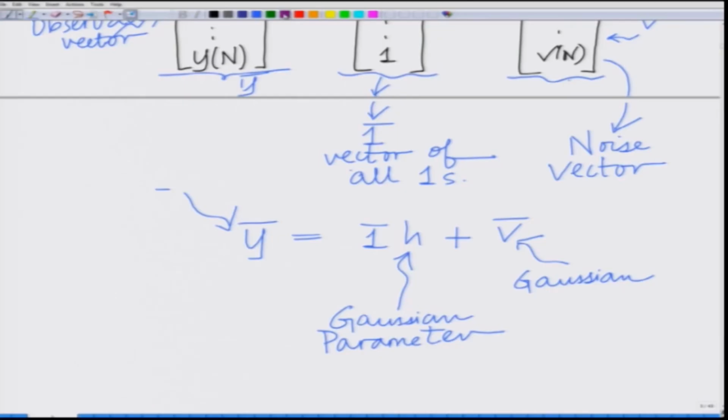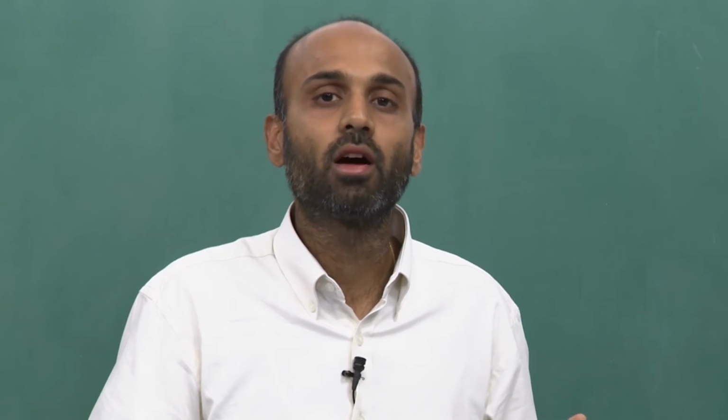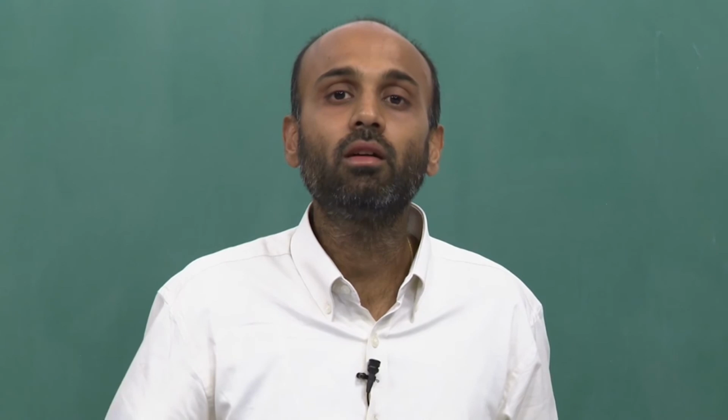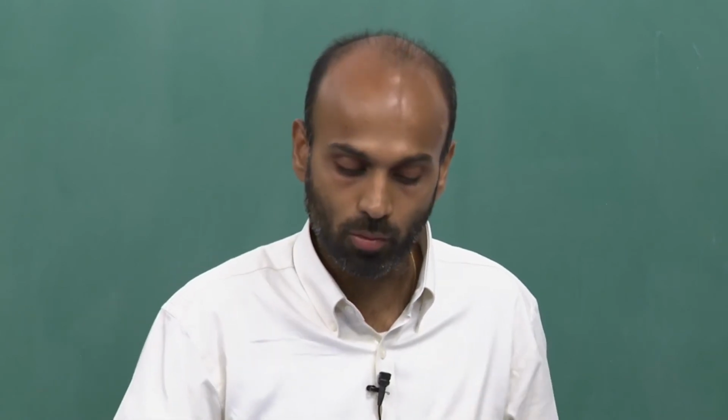So, now we have a scenario in which the observation vector Y bar is Gaussian, and the parameter H is also Gaussian. Therefore, now I can use the MMSE theory developed so far of estimating the Gaussian parameter H from the Gaussian observation vector Y bar. Okay. So, that is what I am going to do.